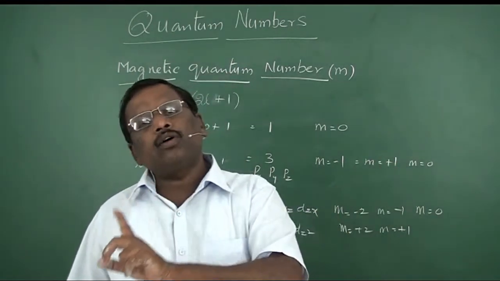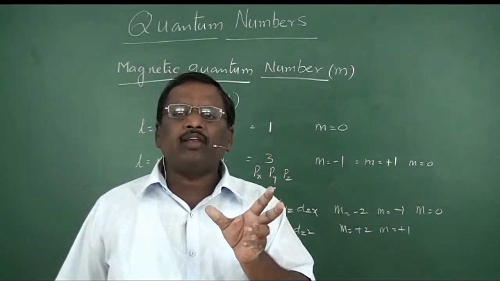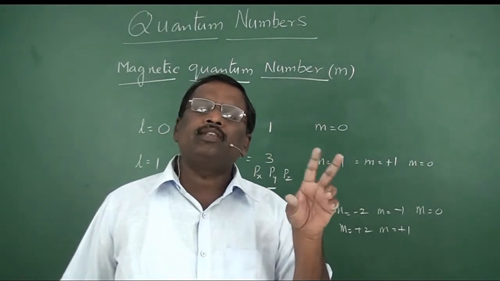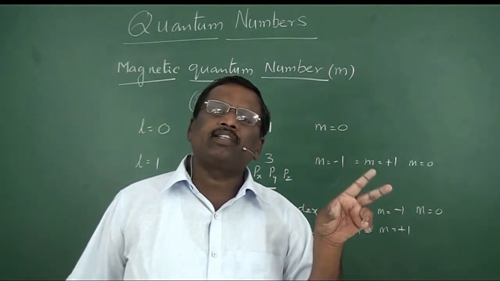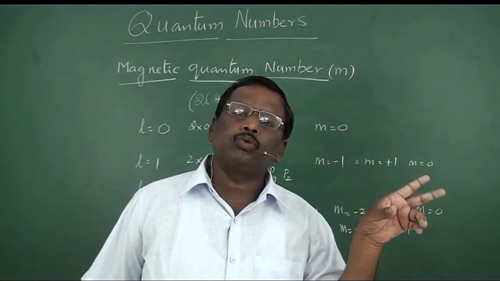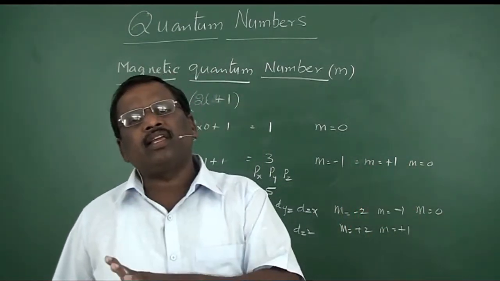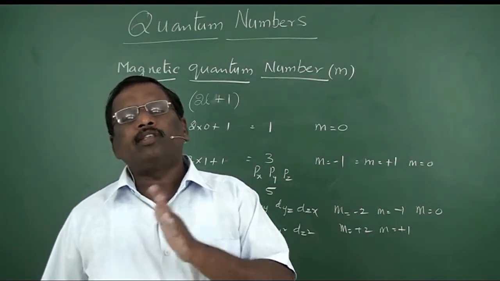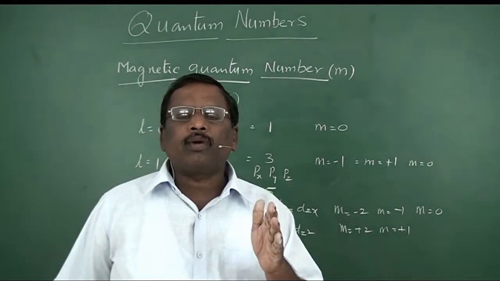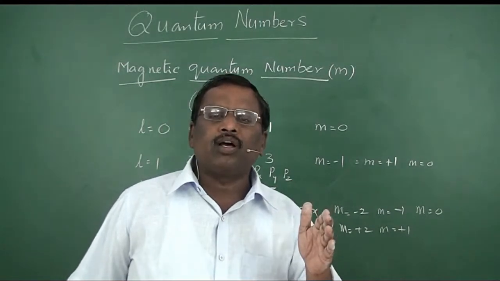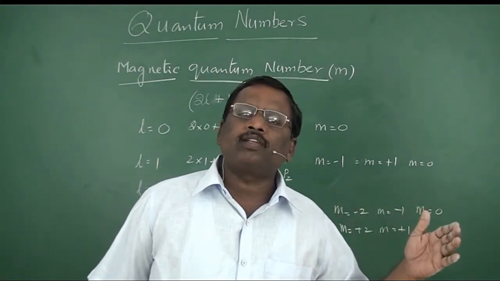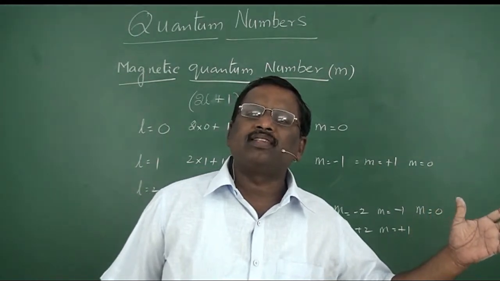If L is equal to 2, m will have 5 values. They are m is equal to plus 2, m is equal to plus 1, m is equal to 0, m is equal to minus 1, m is equal to minus 2. If L is equal to 3, m will have 7 values. They are m is equal to minus 3, m is equal to minus 2, m is equal to minus 1, m is equal to 0, m is equal to plus 1, m is equal to plus 2, and m is equal to plus 3.